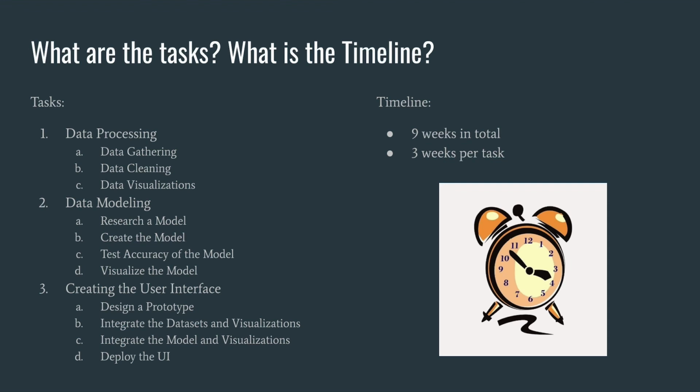The last step would be to create the UI. First, they will need to create a prototype for the user interface, then integrate the data, visualizations, and the models into the UI. The task should be completed within 9 weeks, and each task should take only 3 weeks. All tasks have an equal amount of time for this simple example.